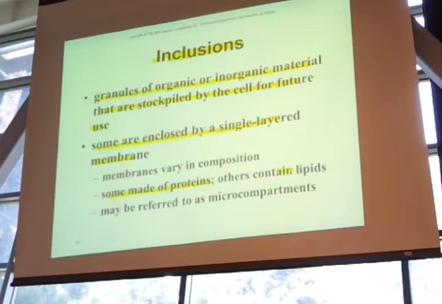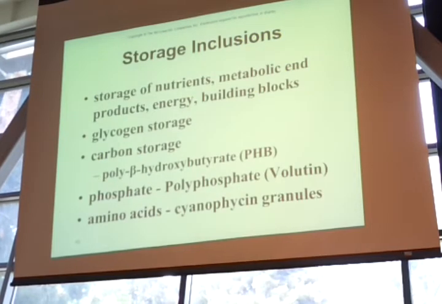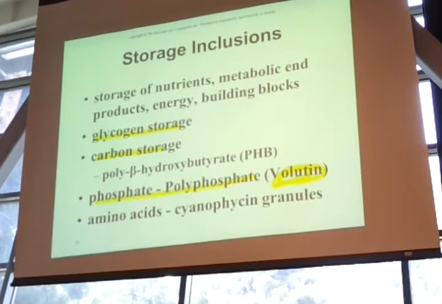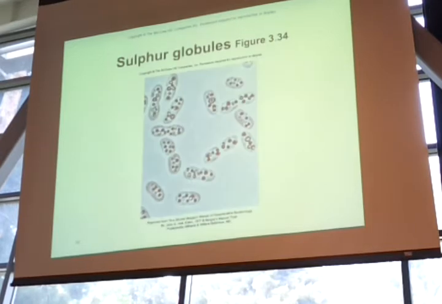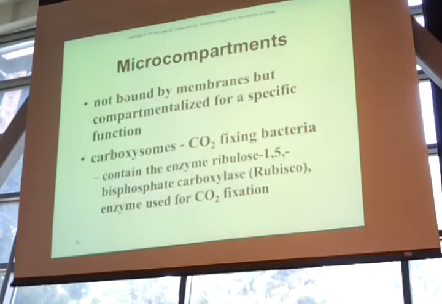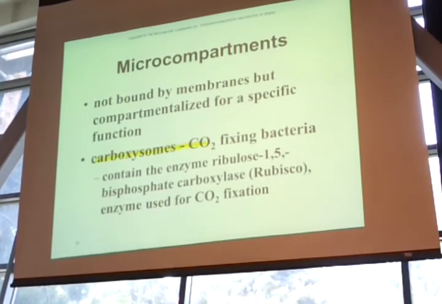They might have proteins, they might be lipids, they might be referred to as microcompartments. They could be glycogen, carbon. This phosphate, polyphosphate, is called volutin. That's the type of food storage that's associated with algae, the cyanobacteria, different types of amino acids, storage of nutrients. Here's some examples: sulfur globules, carboxysomes. These are associated with the carbon dioxide fixing bacteria.